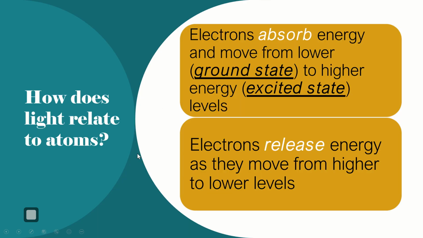So how does light relate to atoms? Electrons will absorb energy and move from what we call the lower or ground state. The ground state is where all the electrons are in their lowest energy state, which would be more like the Bohr model. When they absorb energy, they can jump to a higher energy level, and now the atom, not just the electron, is in an excited state.